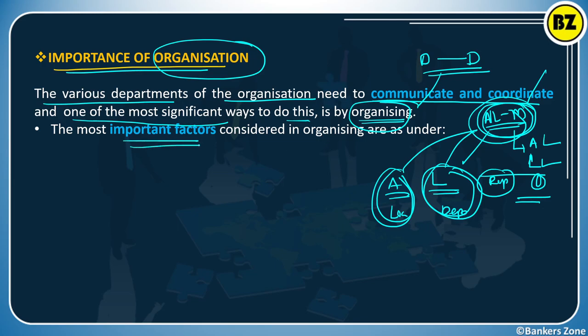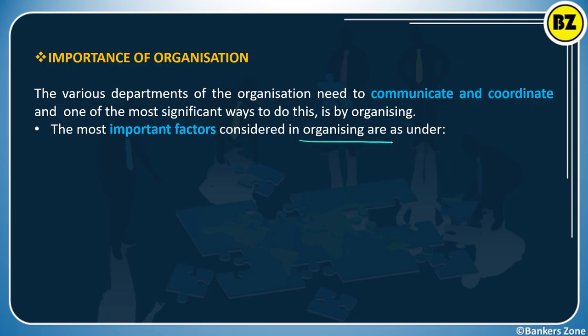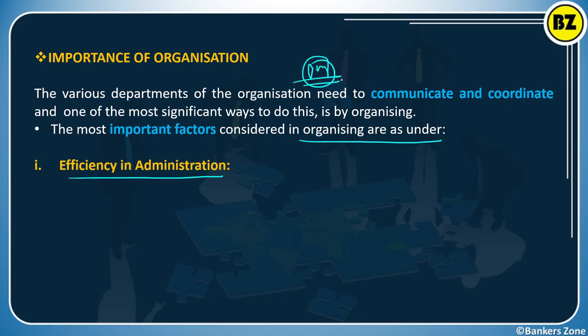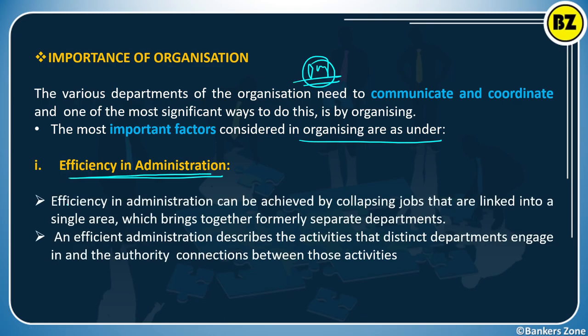The most important factors considered in organizing are as under. See, one by one, efficiency in the administration. Why do we have to achieve organizing? First thing, because we can have efficiency in the administration. Efficiency in the administration can be achieved by collapsing jobs that are linked into a single area, which brings together formerly separated departments, right?